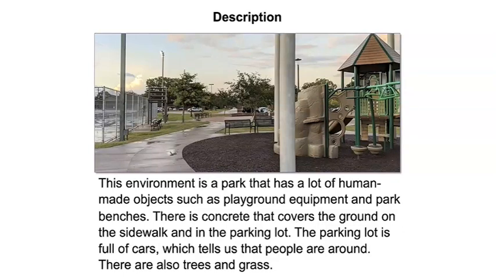One of your tasks today is to draw a sketch of the environment where you live. You will also write a description of the organisms in the environment, as well as the non-living parts of the environment.